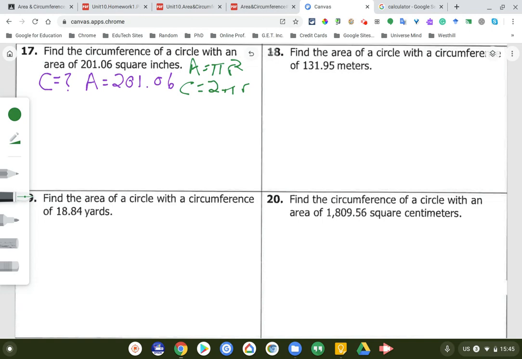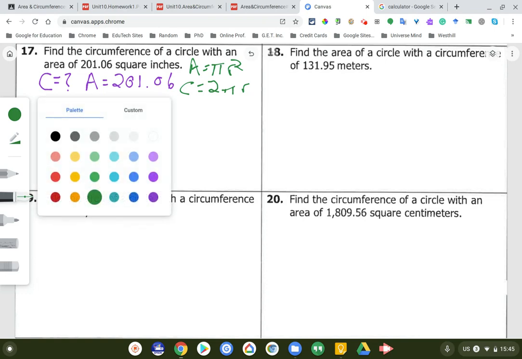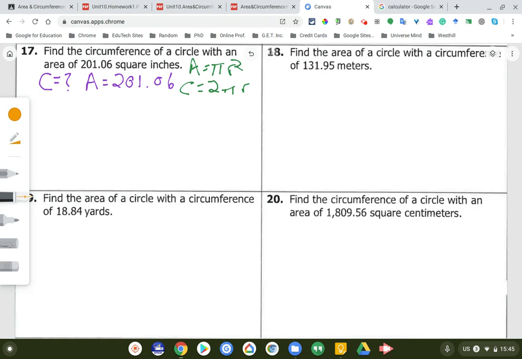So they give us the area. We're probably going to have to find the radius again, right? And then put the radius into the circumference formula. So let me switch this again. Is this a good orange or not? I don't know. Let's see.